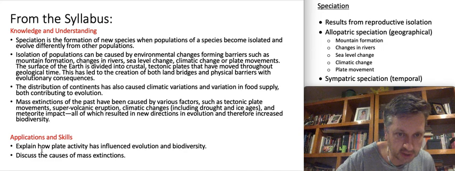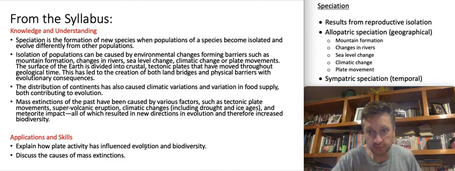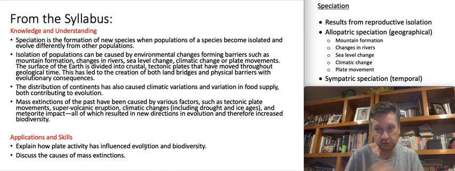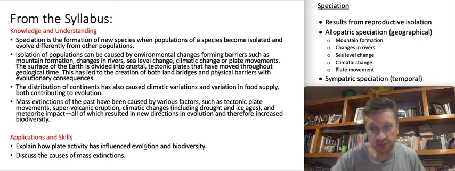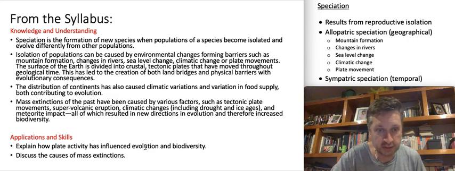And then finally, under application and skills, we're asked to explain how tectonic plate activity influences evolution, the formation of barriers, or maybe the coming together of plates, separation of groups of species, but maybe groups of living things allowed to come back together because of plate tectonics. And then finally discuss the causes of mass extinctions. I'll do that at the end of the talk.